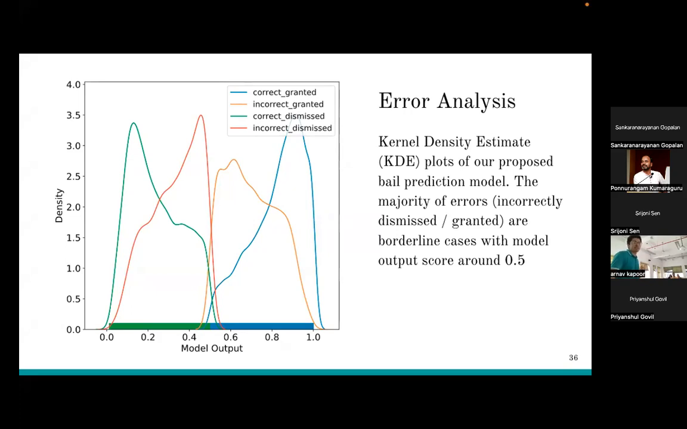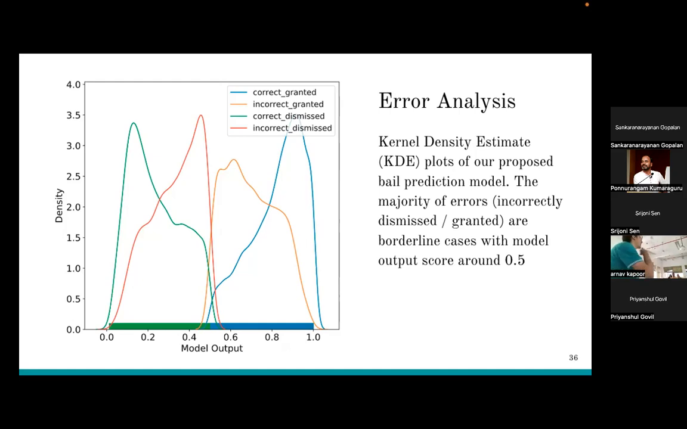So basically what this graph shows is that those which are correctly dismissed, meaning our model predicted dismissed and it was actually dismissed, are all leaning towards 0. Our model says the score should be very low, and they were actually very low. Similarly, those which are correctly granted, the blue label, lean extremely towards 1, which says that the model was giving a very high score and it was actually granted.